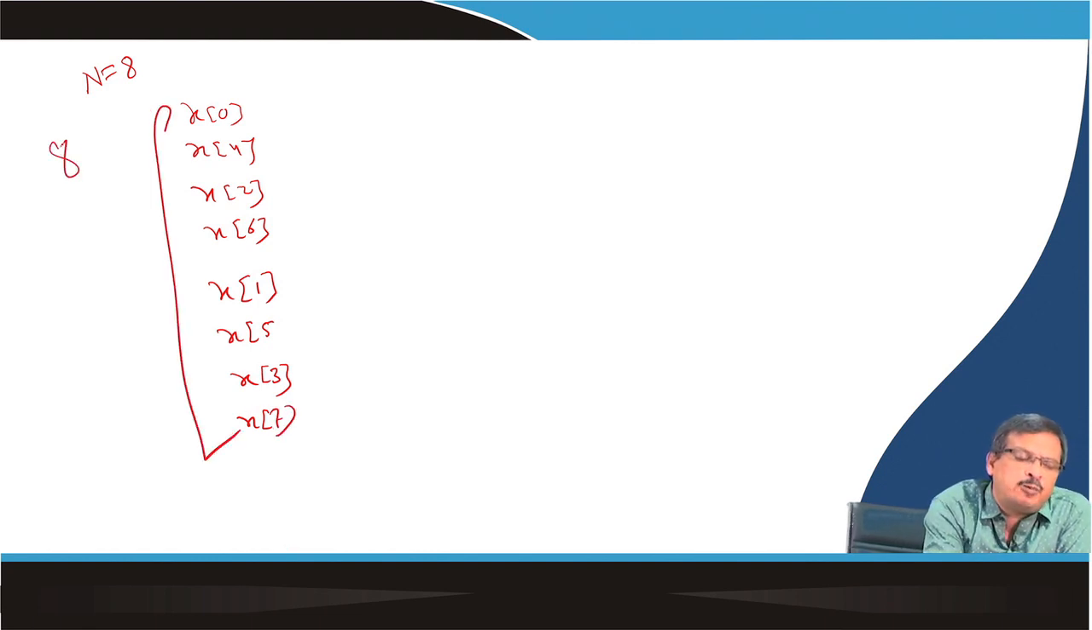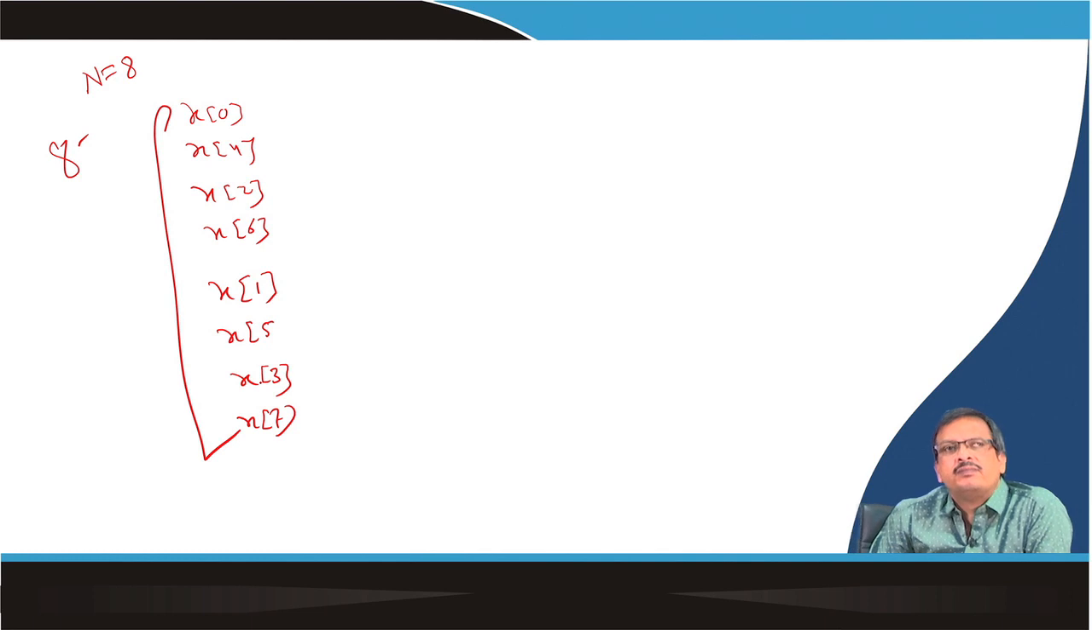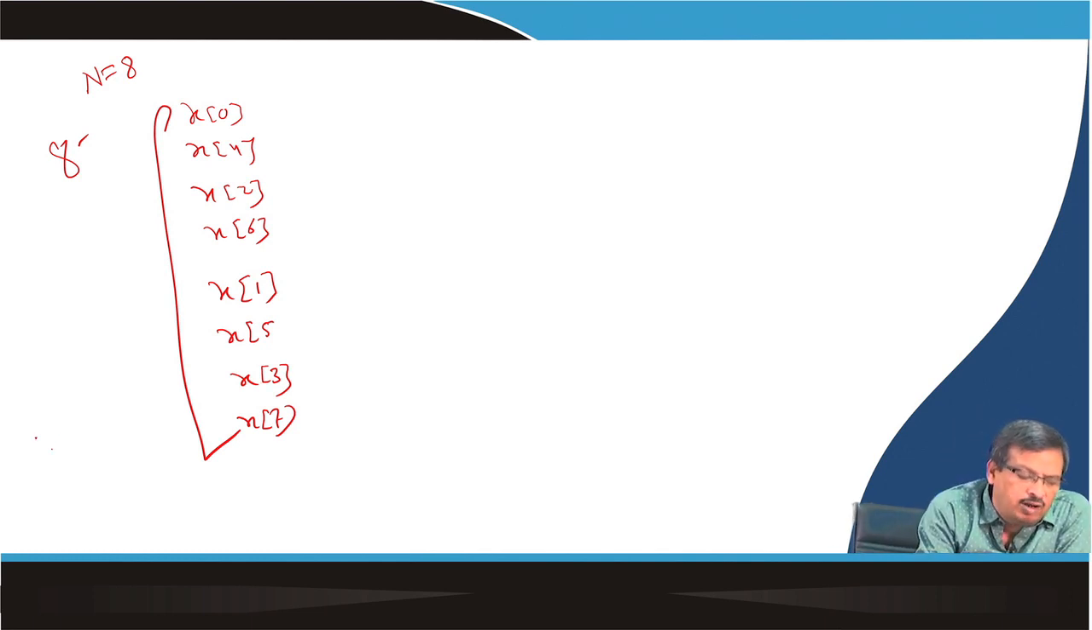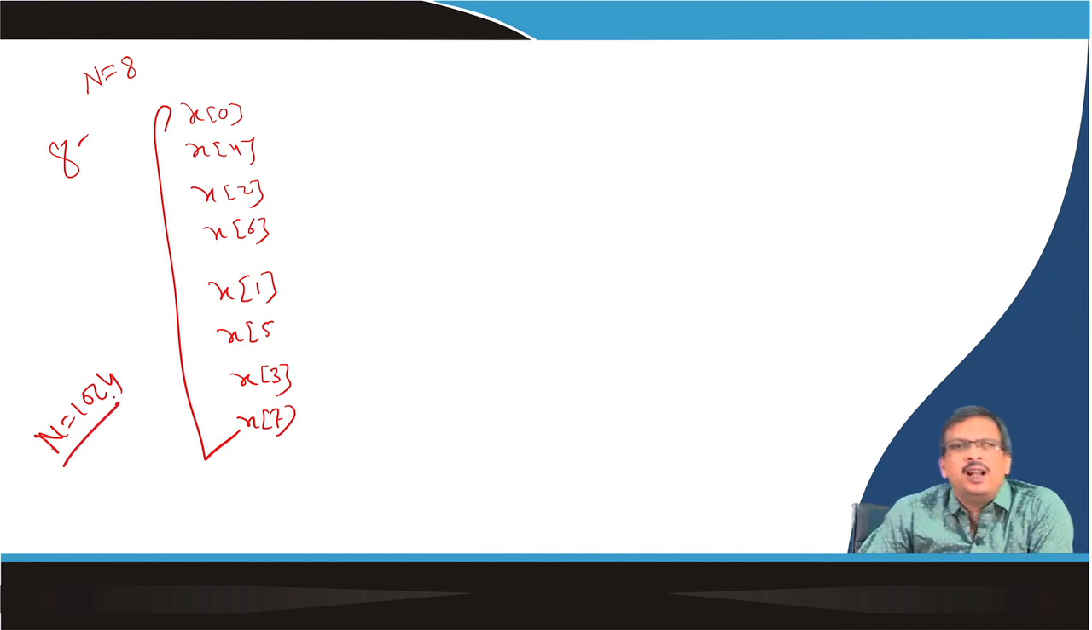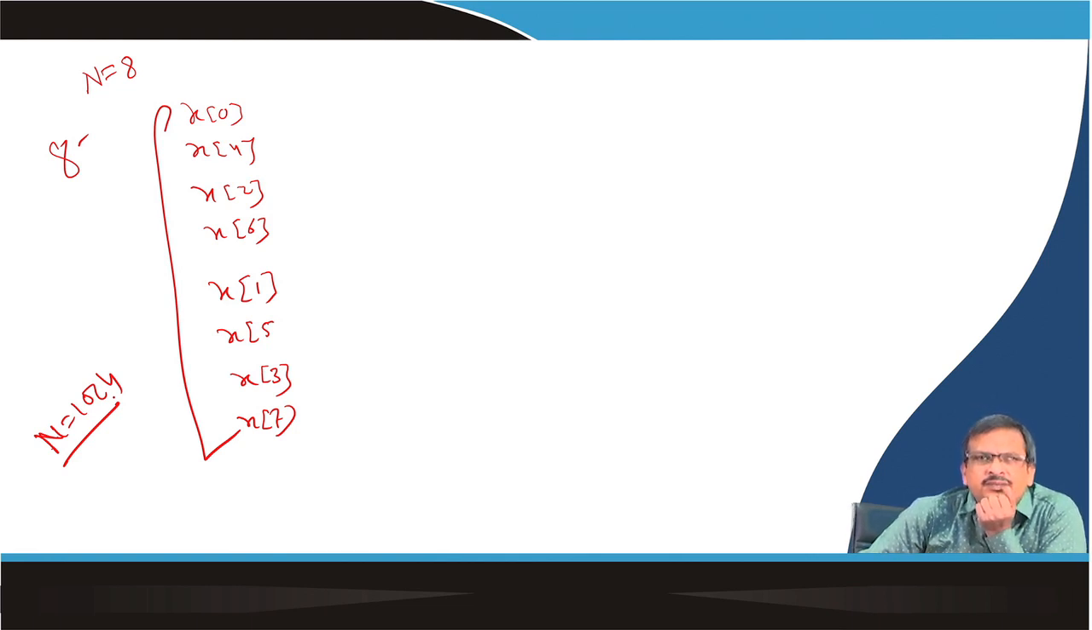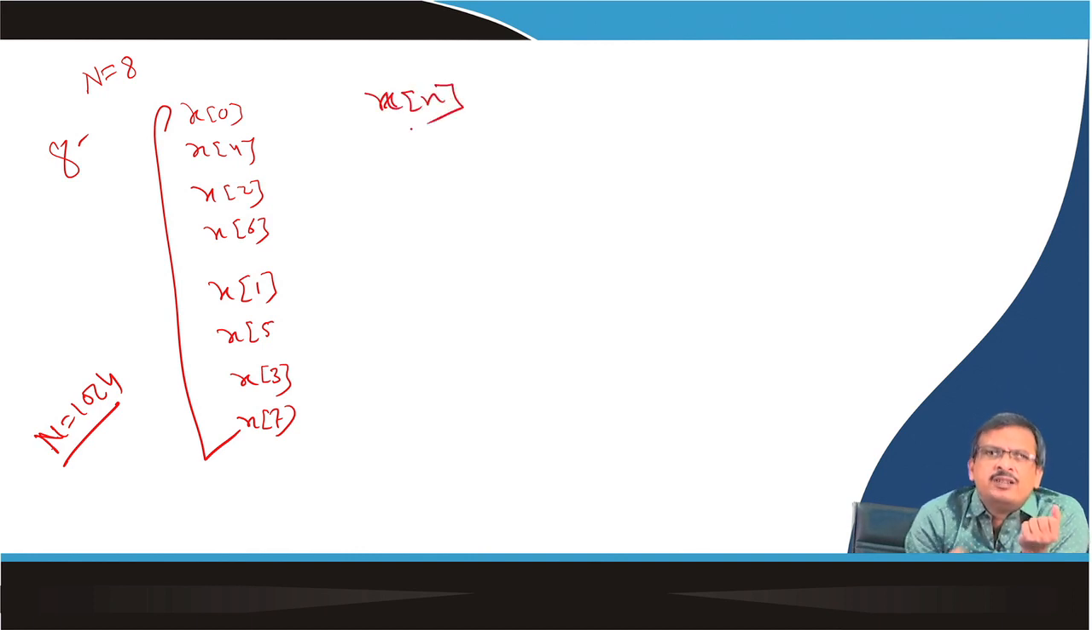In the case of 8 points, I have done it, but let us say n equals 1024 points. If n equals 1024 points, it is impossible to do it manually. So, how can I decimate the input signal x[n] for computing the FFT?